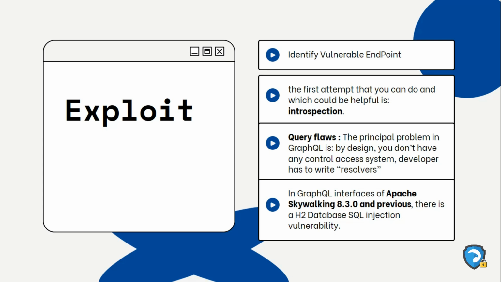After introspection, you need to perform query flows. One of the disadvantages of GraphQL in design is that you don't have any access control system. The developer has to write rules for access control. If a developer misses the rules and the attacker identifies it, then boom, the attacker can successfully perform the attack. In the Skywalking vulnerability, the unauthorized GraphQL API is opened by default, and through it an attacker can construct a malicious request for SQL injection, resulting in leakage of sensitive information in the user database.